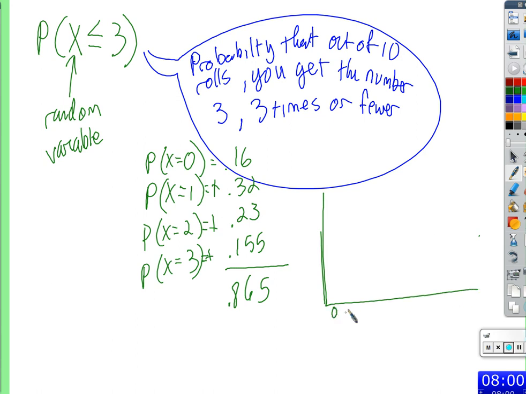We start with zero successes, then 1, 2, 3, 4, 5, 6, 7, 8, 9, 10. This is how many successes we could possibly have. We start with zero. That's at 0.16. Let's say that's that much. And 0.32 is twice as much. And 0.23 is a little lower than that. Oh, yeah. That one's 0.29. Oh. I did it wrong. Okay, 0.29. So we'll raise it a little bit bigger than 0.23. 0.155, that's right about half of that one.